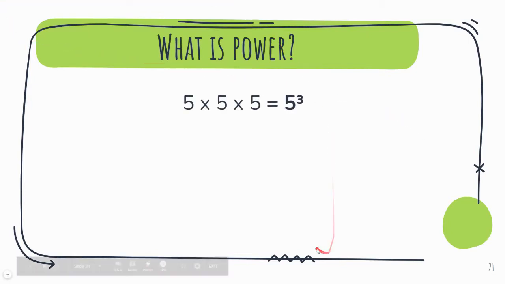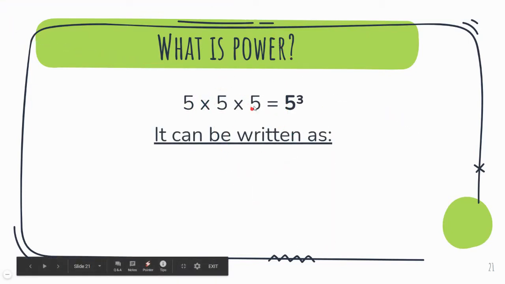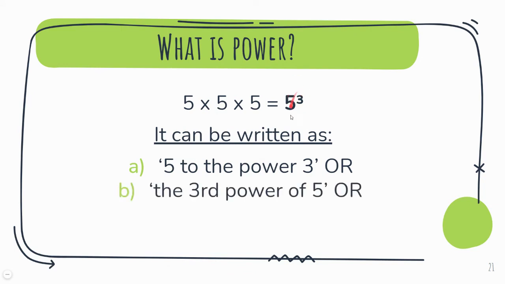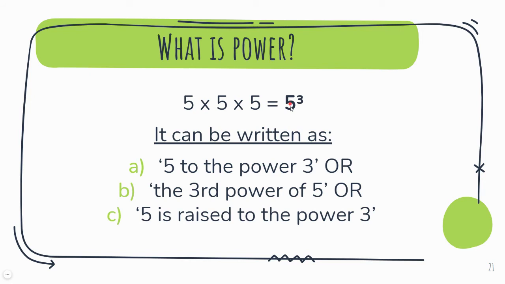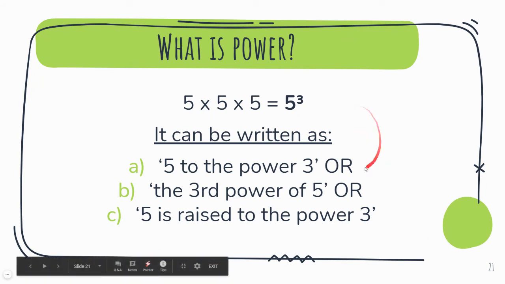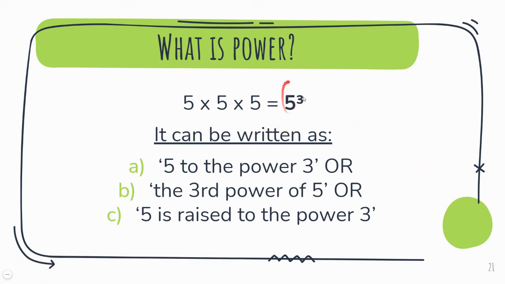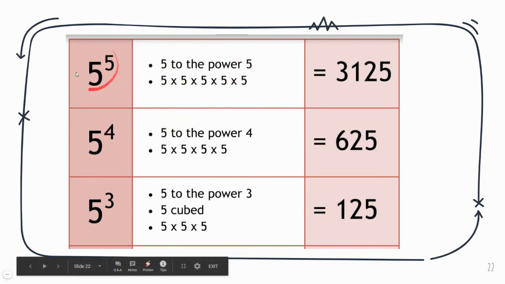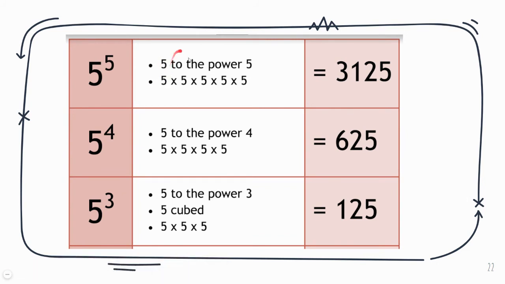Now, one more thing. Some other number: if I have 5 into 5 into 5, it is equal to 5 raised to 3. It can also be written as 5 to the power 3, the third power of 5, or we can say 5 is raised to the power 3. These are some ways to write the base and the exponent. Here you can see the examples. If I have 5 multiplied 5 times, I can say it as 5 to the power 5, or if it is this, then I can say 5 to the power 4. And same way, if I keep multiplying, I get the answer.